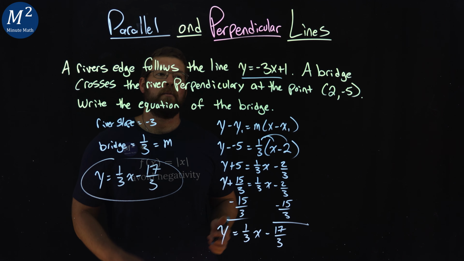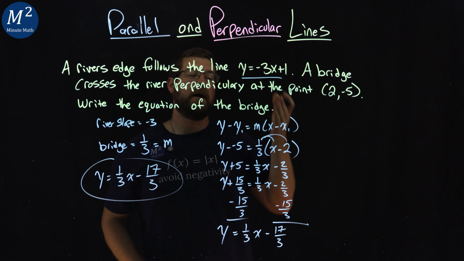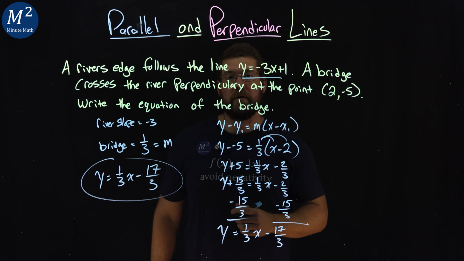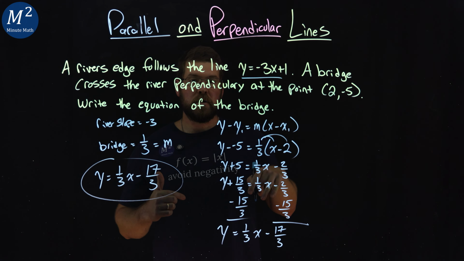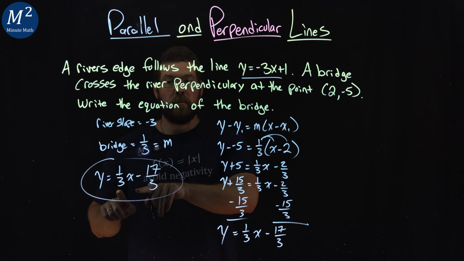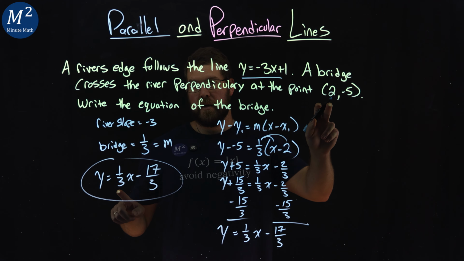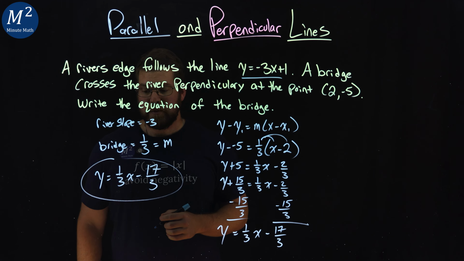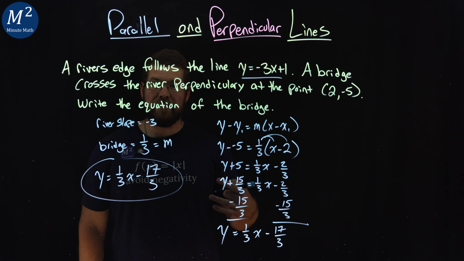So after all that, we were given the line of the river, y equals negative 3x plus 1. We know the bridge is perpendicular, so a negative reciprocal slope. And this equation represents the bridge that passes through the point 2, negative 5. And so we have our equation, y equals 1/3 x minus 17/3.